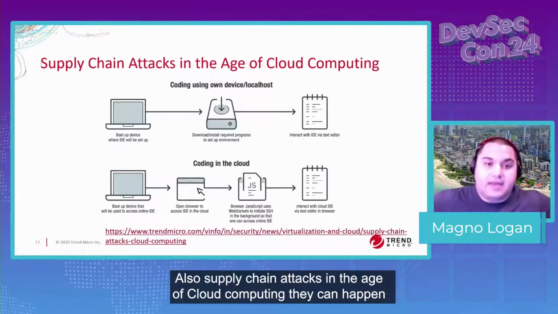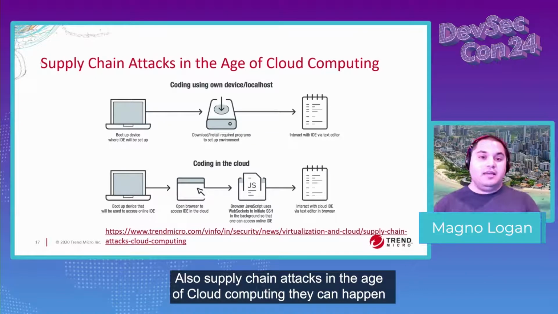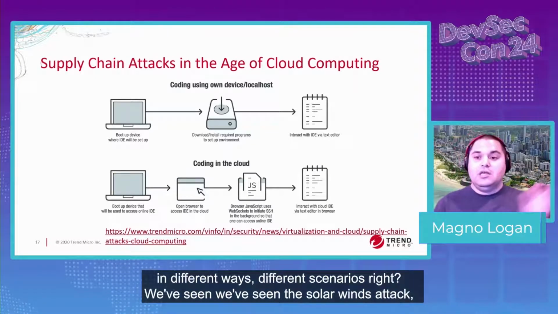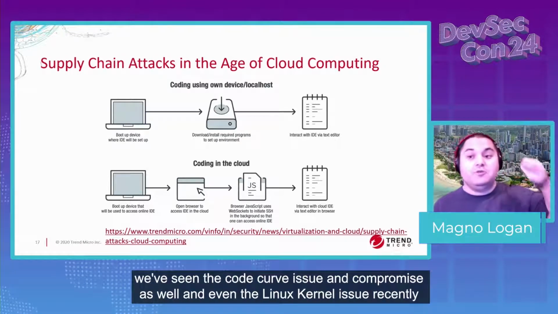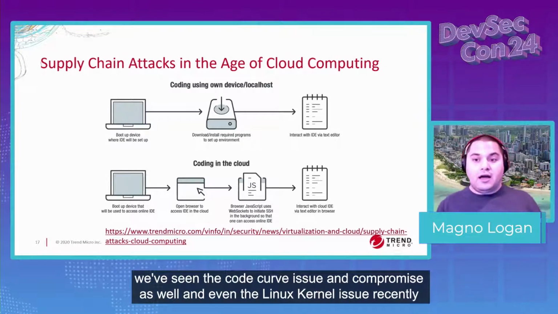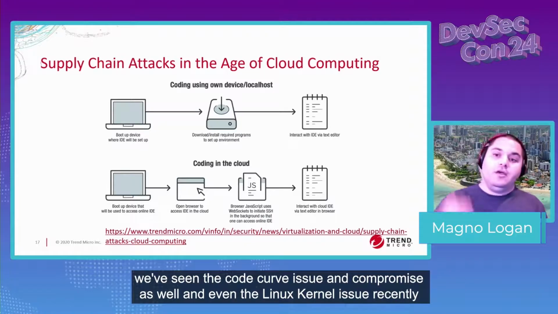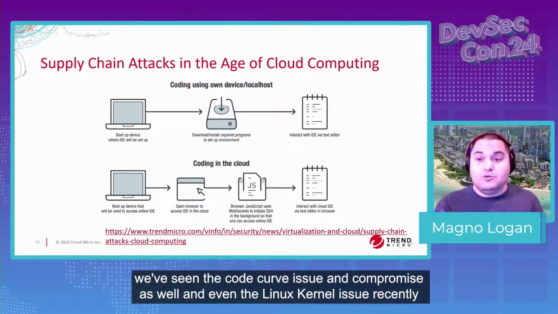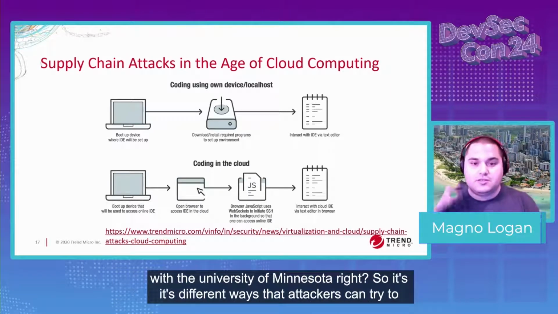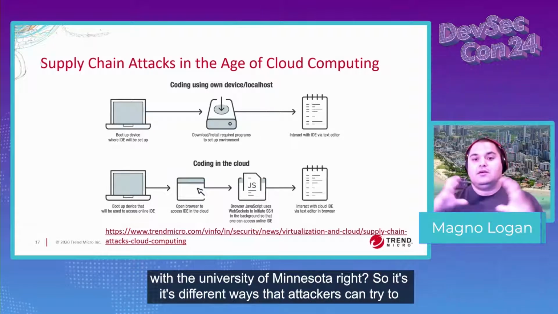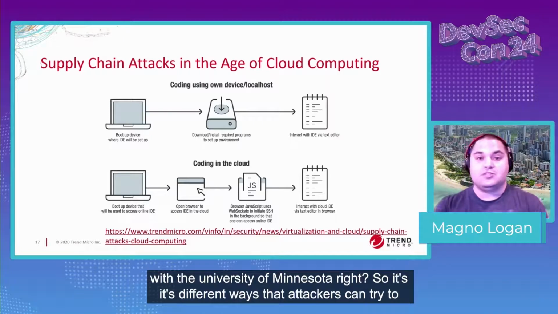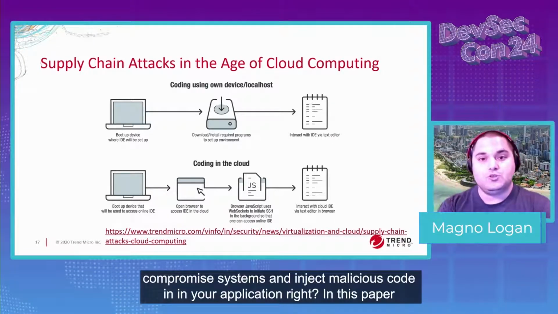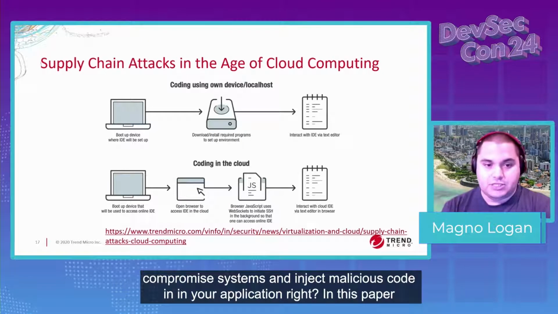Also, supply chain attacks in the age of cloud computing can happen in different ways, different scenarios, right? We've seen the SolarWinds attack, we've seen the CodeCov compromise as well, and even the Linux kernel issue recently with the University of Minnesota. So there are different ways that attackers can try to compromise systems and inject malicious code in your application.